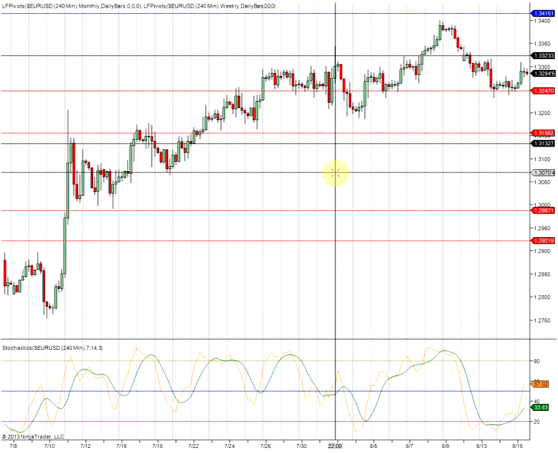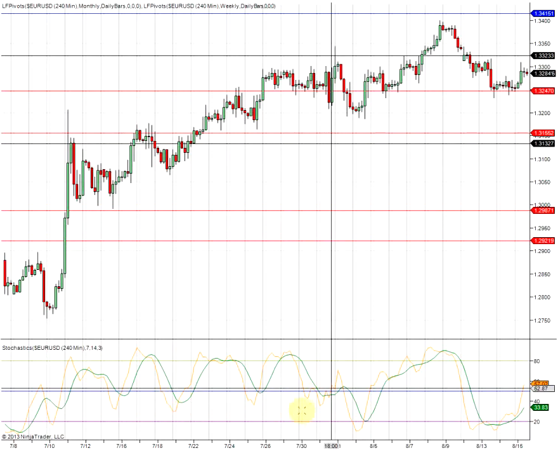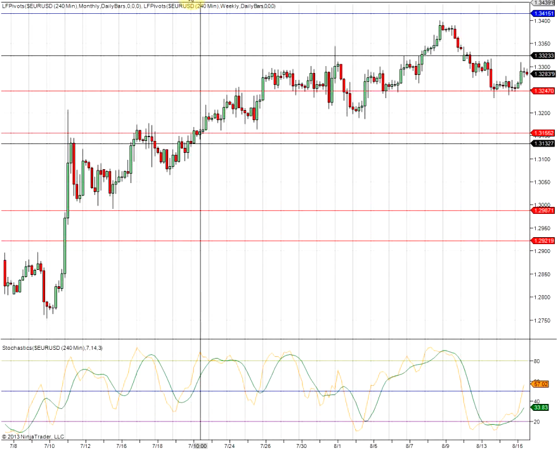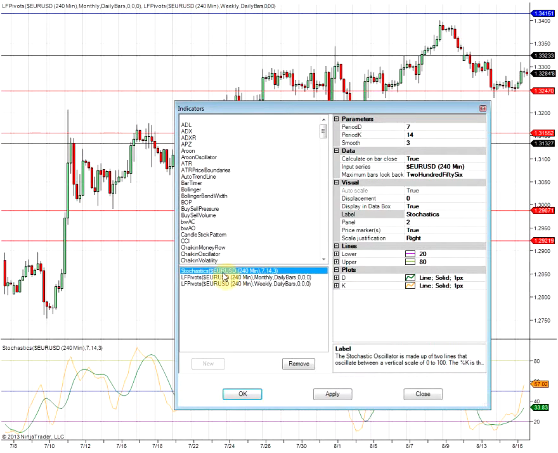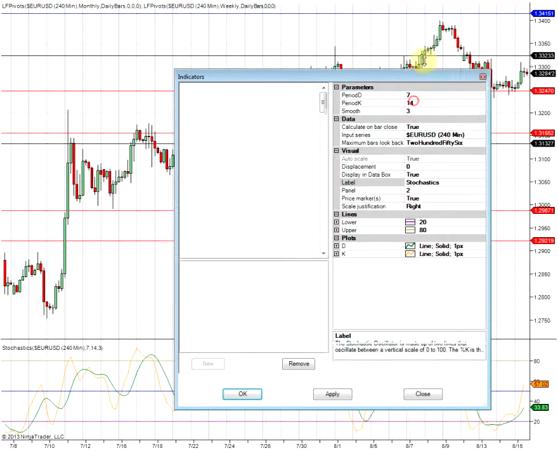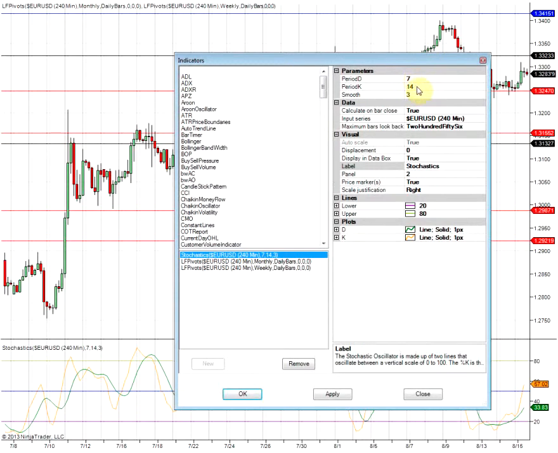Primary indicator is a short-term stochastic, which you can see down here. This is a default indicator as supplied by NinjaTrader. Here's my NinjaTrader stochastics. Here's my settings. Period D is 7, period K is 14, and I'm using a 3-period smooth. Very, very simple.